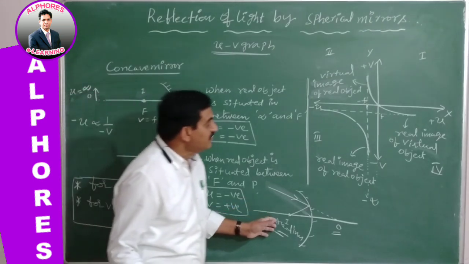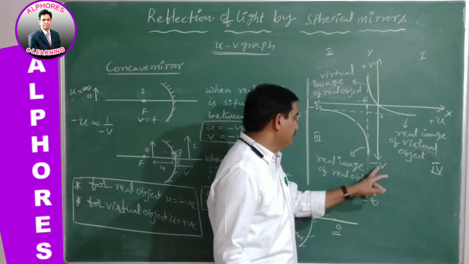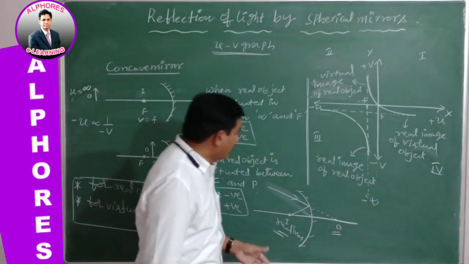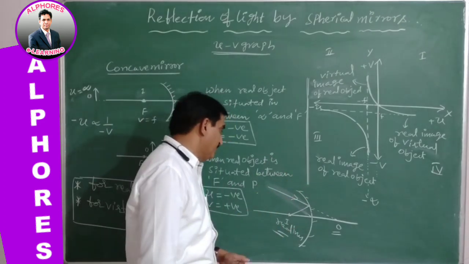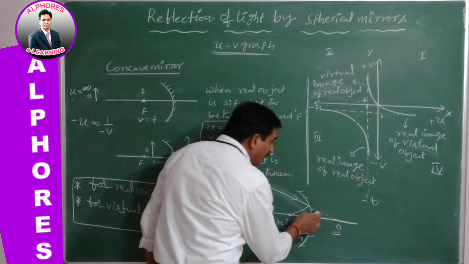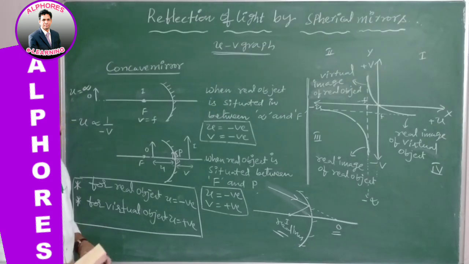Yes, in this case we get the graph over here. So u positive, v negative is for a real image, and the object will be virtual. Here the image is formed real, but the object is virtual. So this is all about the u-v graph for a concave mirror.